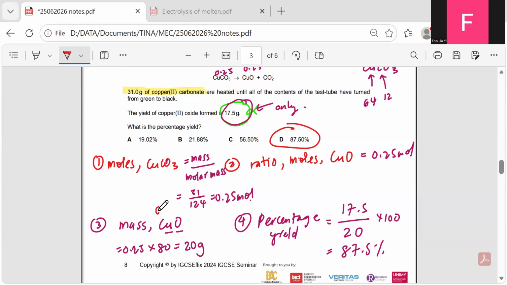Copper is 64, oxygen is 16. So let's look at the periodic table. Molar mass? Multiply molar mass.